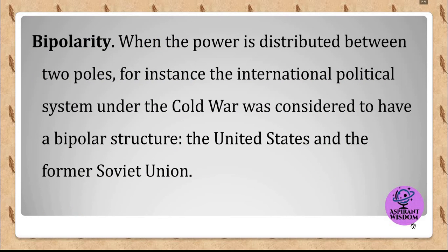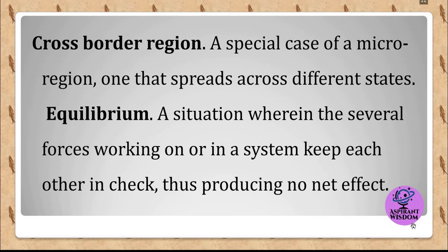Bipolarity. When the power is distributed between two poles, for instance, the international political system under the Cold War was considered to have a bipolar structure, the United States and the former Soviet Union. Cross-border region. A special case of a microregion, one that spreads across different states. Equilibrium. A situation wherein the several forces working on or in a system keep each other in check, thus producing no net effect.